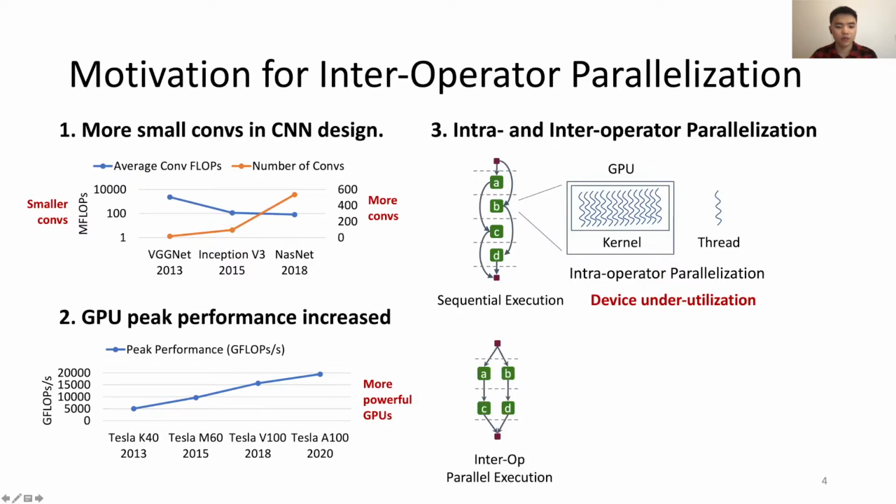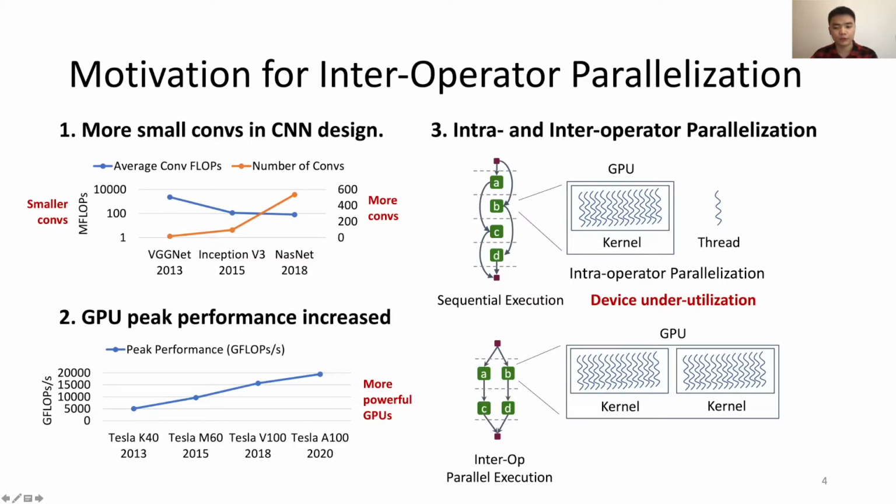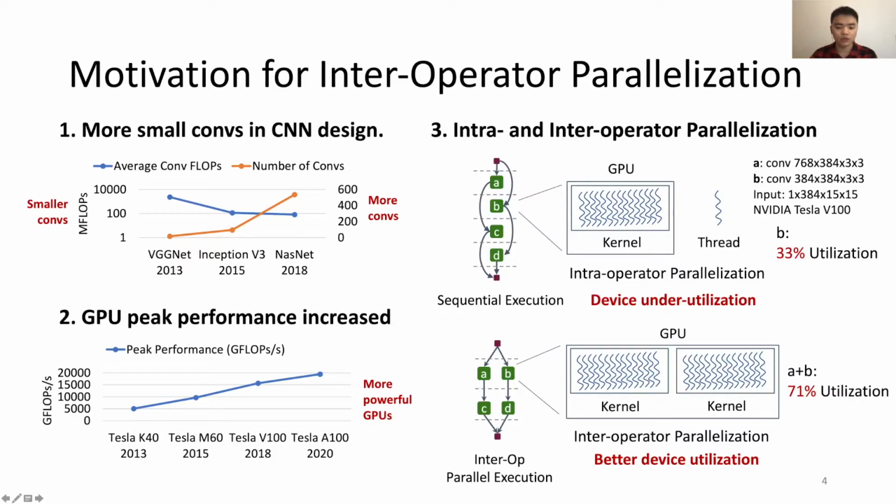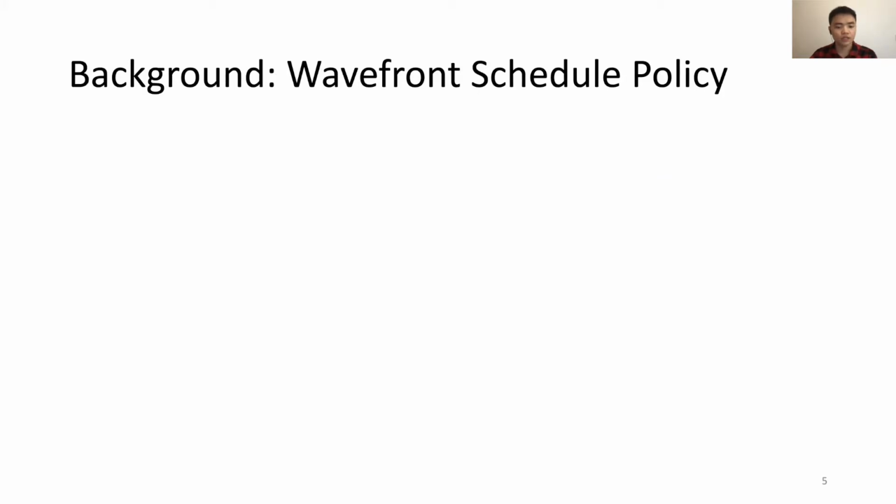On the other hand, we can do the computation of multiple operators simultaneously. We call this kind of parallelization inter-operator parallelization, which usually has better device utilization. We use a concrete example to show this. In this example, the utilization of operator B is 33%, while the utilization of concurrent execution of operator A and B is 71%. There are different ways to group operators to do the inter-operator parallelization.